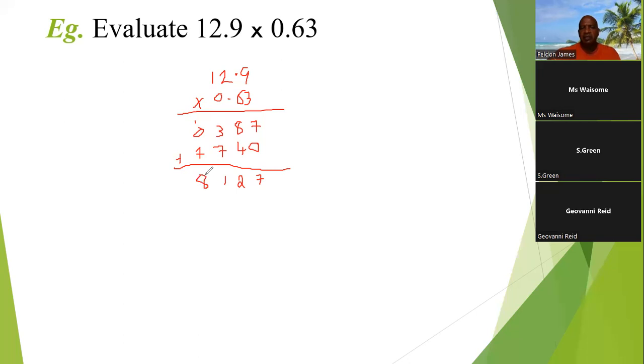Now, this is what we would get if we are multiplying just an ordinary whole number without the points. But now, in our answer, we have to put the point at some place between these numbers. Now, how do we determine where the point must go? Can somebody tell us? Yes, sir. All right, go ahead, Mr. Giovanni. I would say 3 decimal places.